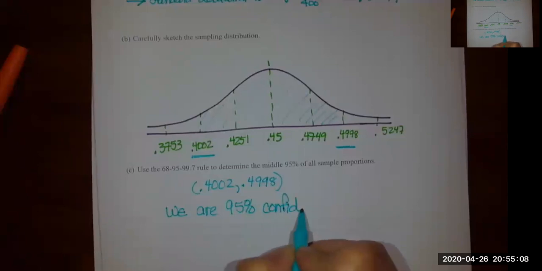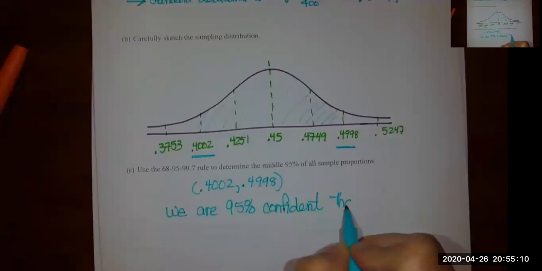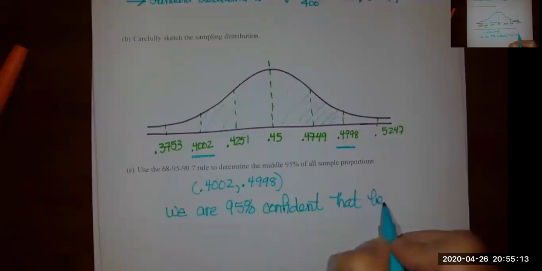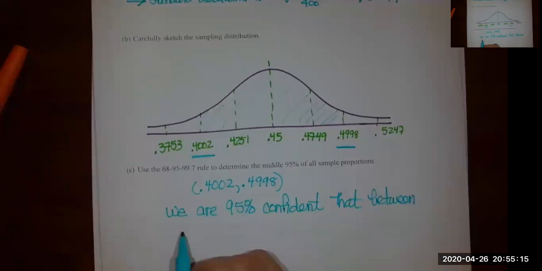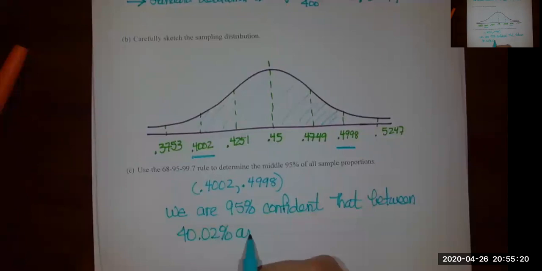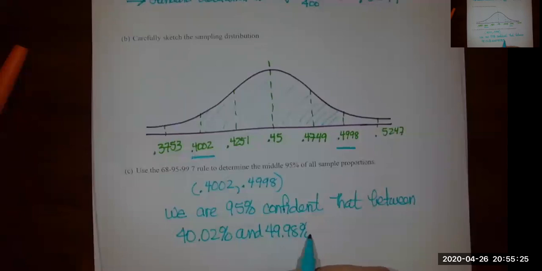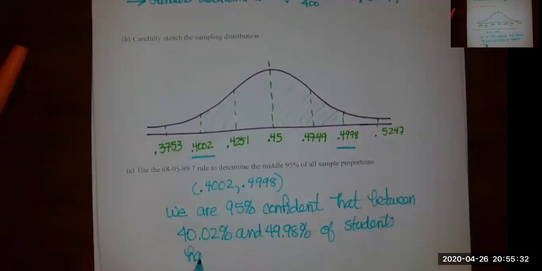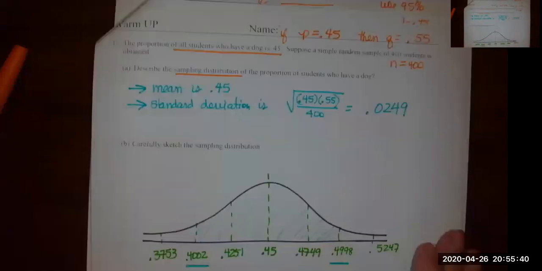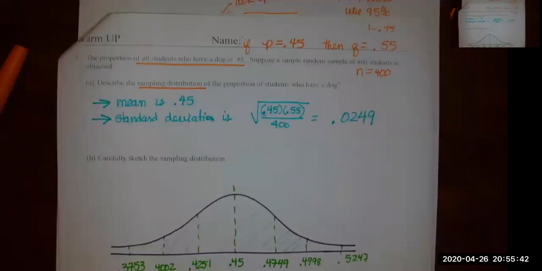We are 95% confident that between 40.02% and 49.98% of students have a dog. Okay, hopefully that makes sense. Again, we've done this before, but we haven't been asked in this fashion.